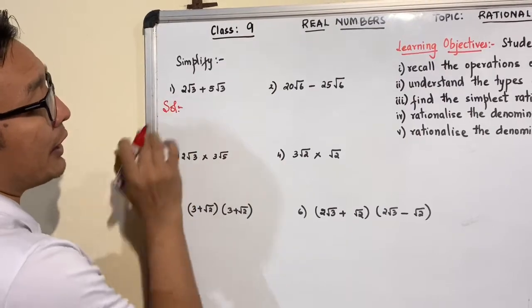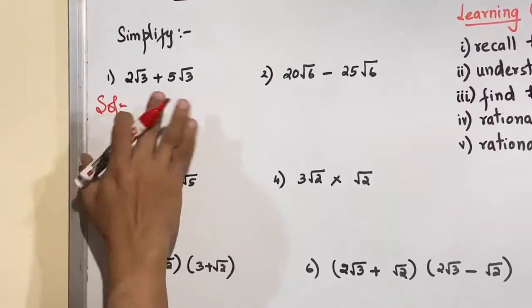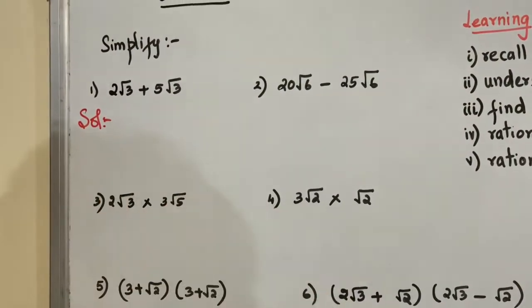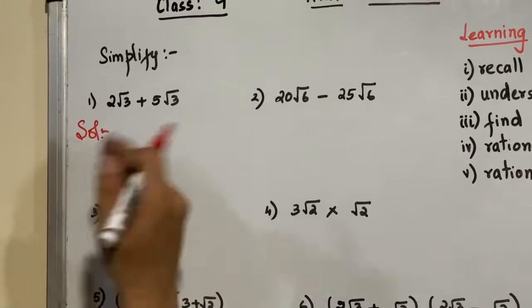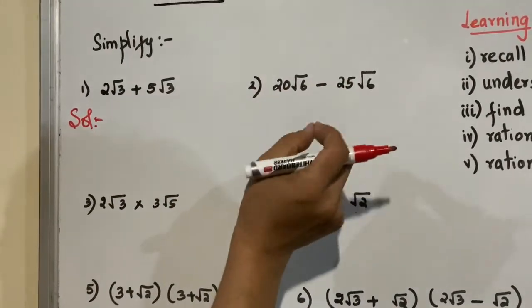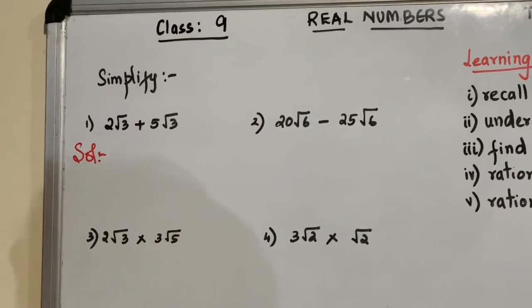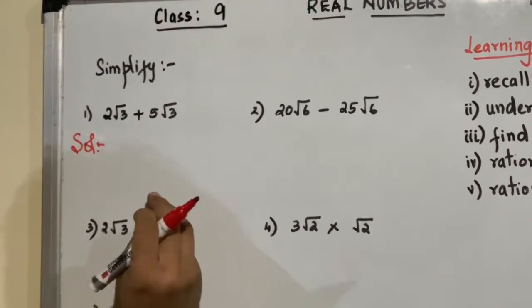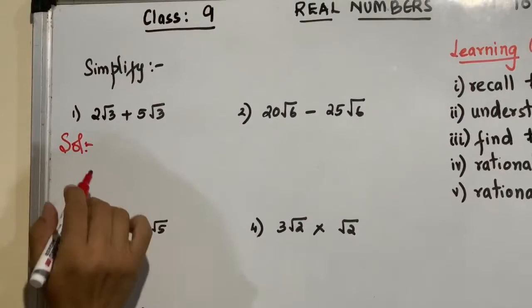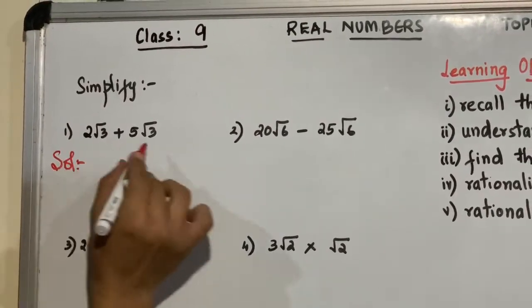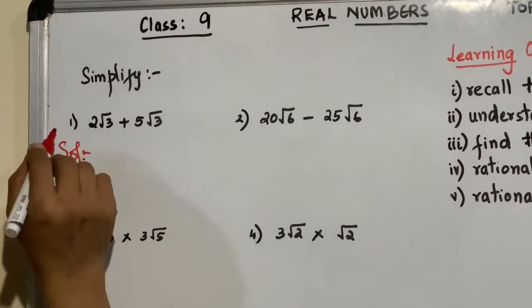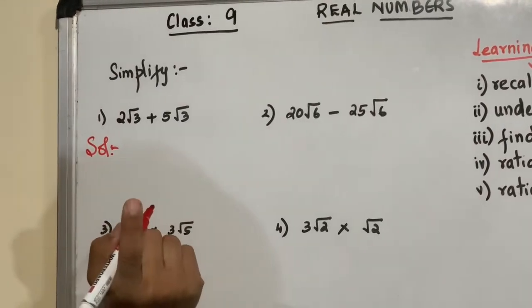We are asked to find the sum of these two SURDs. SURDs are irrational numbers. This number is the sum of SURDs. Irrational number, yeah, irrational number.